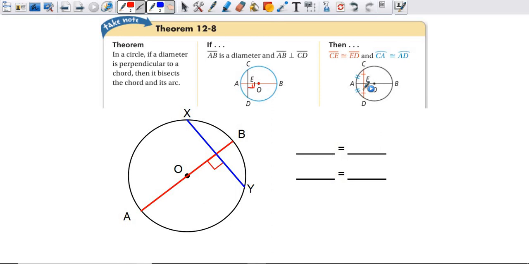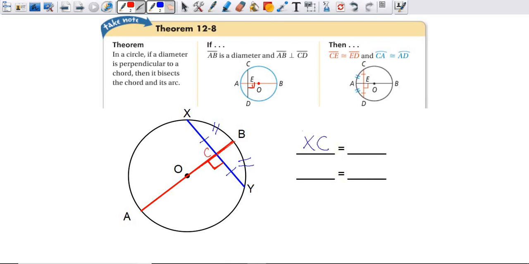So let's look at this picture. I have that AB is a diameter right here, and I know because it goes through the center, and I also have that it is perpendicular. So I can make these markings that those sections are congruent, so it split it in half, and I also have that the arc got split in half. So we need a letter right here. Let's put letter C there so we can actually name these things.